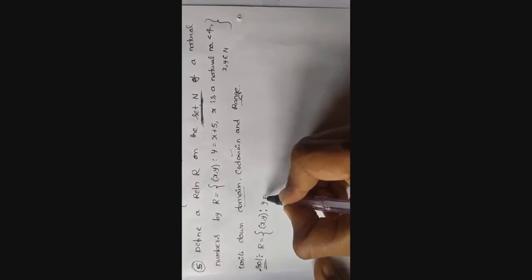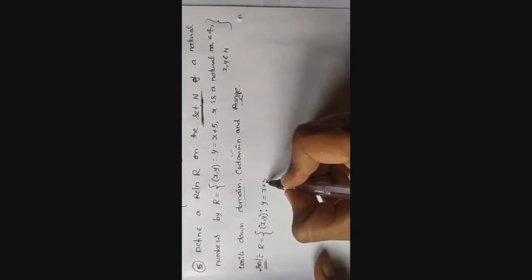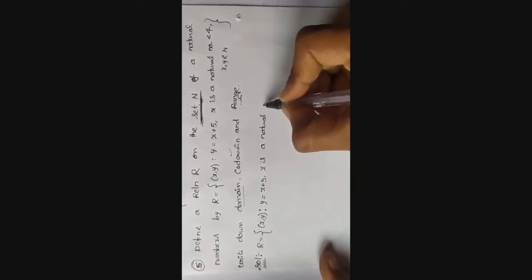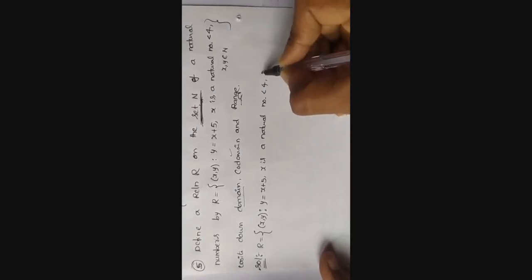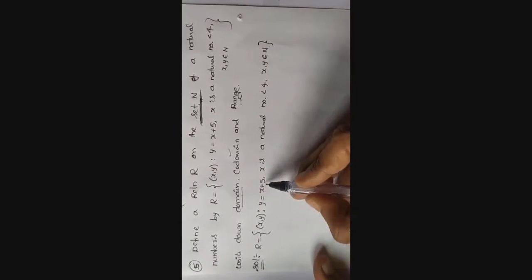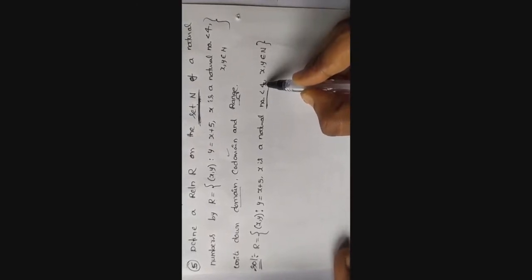First write down the given relation: R equals the ordered pairs (x, y) such that y equals x plus 5, where x is a natural number less than 4 and (x, y) are natural numbers. I mean, we have to take x values which are natural numbers, and we have to take the numbers less than 4 only.